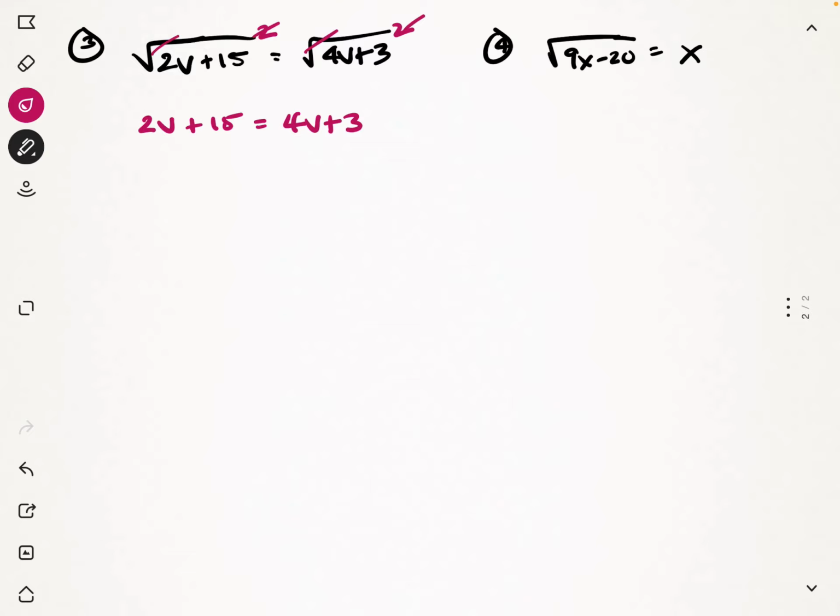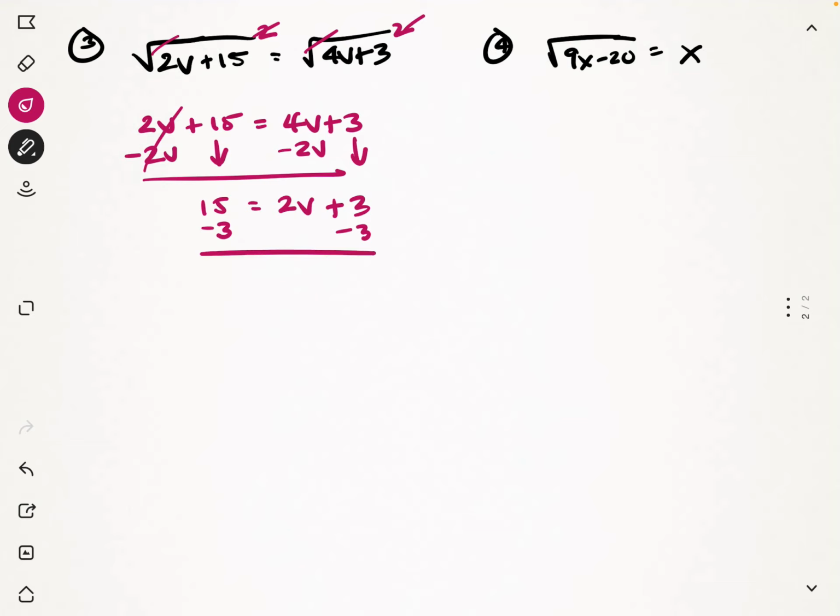Okay, now we have variables on both sides. Usually we bring the smaller one over. It doesn't matter. It just will make you have more steps to do if you don't bring the smaller one over. Okay, so we subtract our 2v. So we have 15 equals 4 minus 2 is 2v plus 3. And we're back at a two-step. Subtract our 3. 15 minus 3 is 12. Now we divide by 2. So 6 is equal to v.